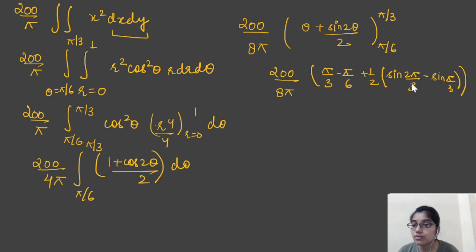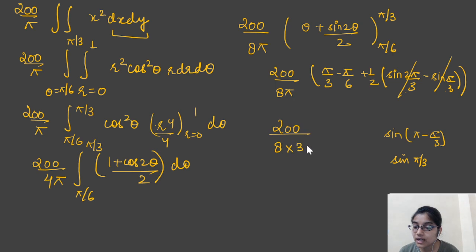Those who don't know how to find out this value, you can do one thing, you can write it as sin of (pi minus pi by 3), and you are getting 2 pi by 3, and sin of (180 minus theta) is what? Sin theta only, sin pi by 3. And you see, this is sin pi by 3, this is sin pi by 3, this will get cancelled out. Now you are left with only this much term, so your pi will also get cancelled out. What you are getting, 200 by 8 into 3.